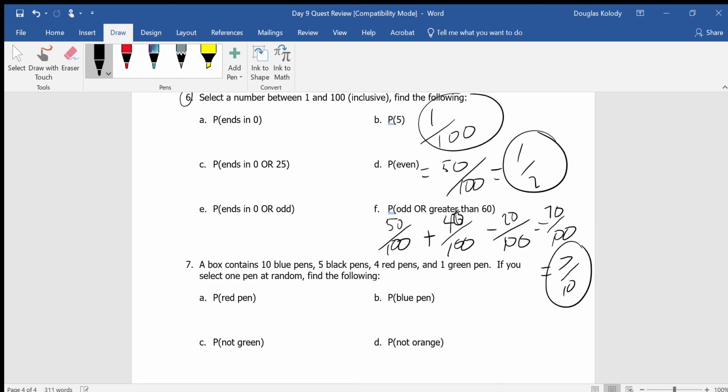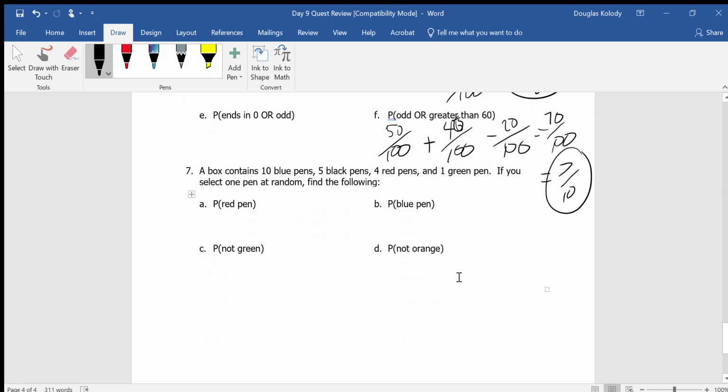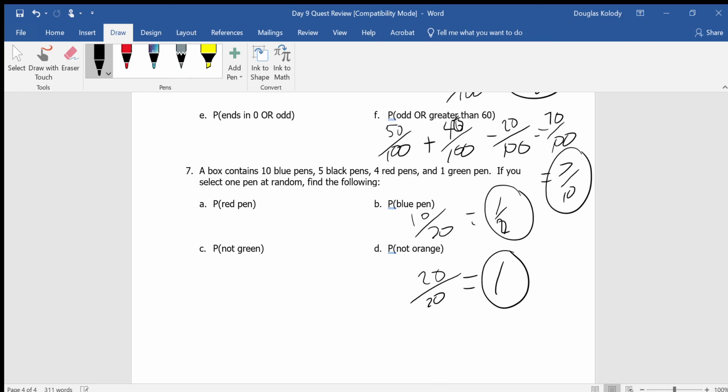All right, 2 more. Blue pen. How many pens? There's 20 of them. How many of them are blue? 10 out of 20, which is 1/2. And then, last but not least, how many are not orange? And none of them are orange. So all 20 out of 20 are not orange, which is just 1. Okay, that's a 2 right there, sorry.